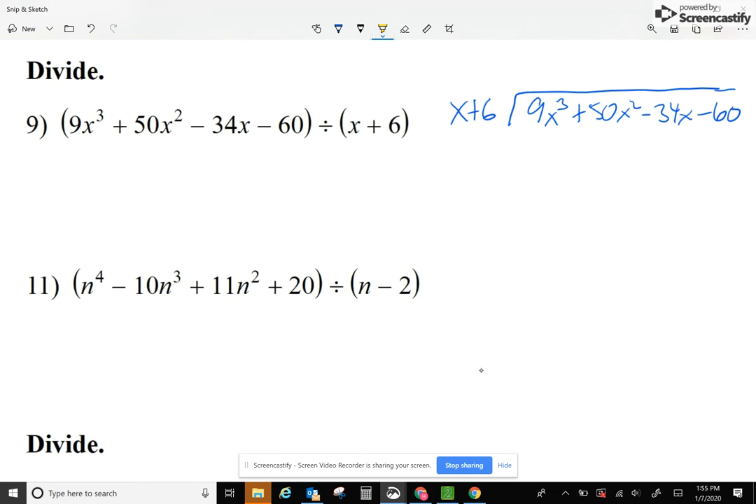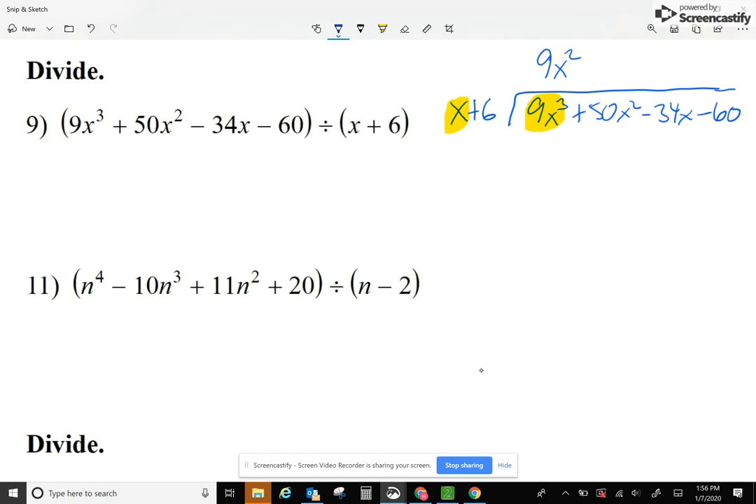Then what I'm going to do, I'm going to look at the first term only on the inside. The first term only, I'm going to divide it by the first term on the outside. 9x to the third divided by x. Numbers wise, I'm thinking 9 divided by 1. That gives me 9. X to the third divided by x, that gives me x to the second. Remember, when it comes to letters, in division, I subtract the exponents. In multiplication, I add the exponents, but in division, I subtract the exponents.